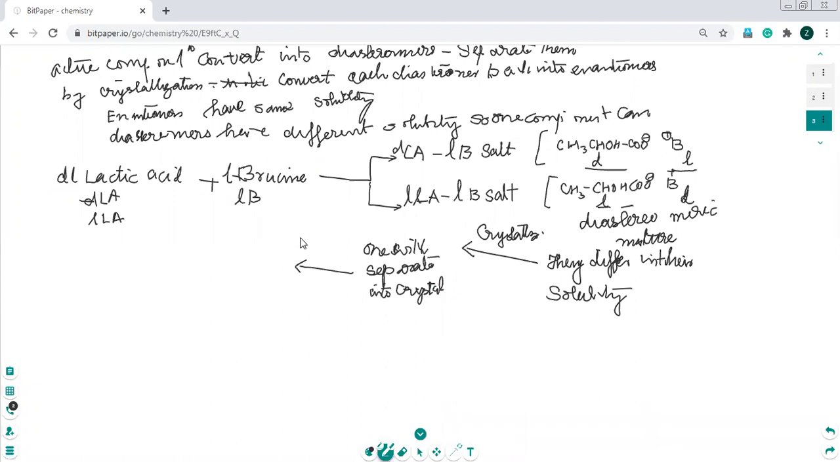Now filter this. So you separate one of them. D lactic acid, L brucine salt is separated. During the filtration, you will get mother liquor, the filtrate. This is the residue, crystals.